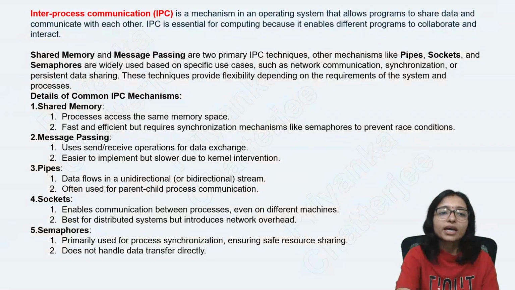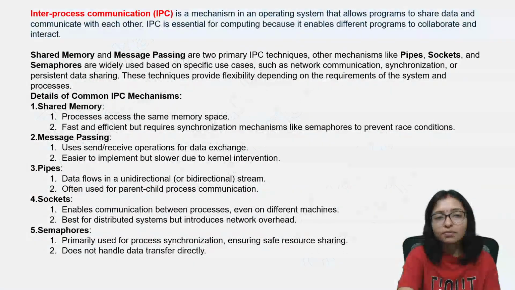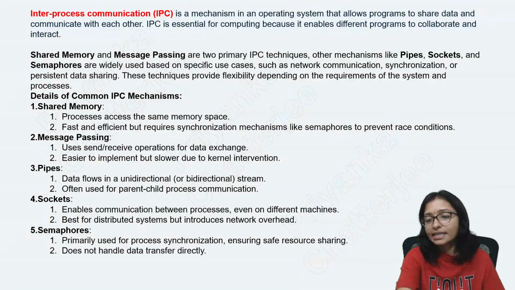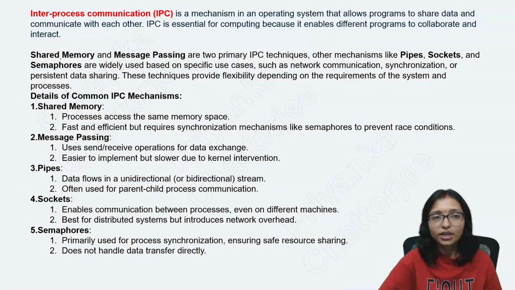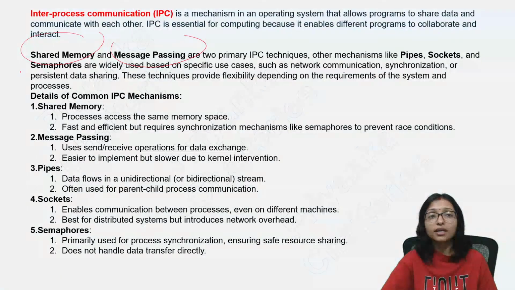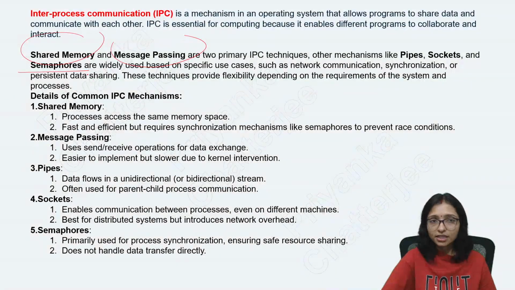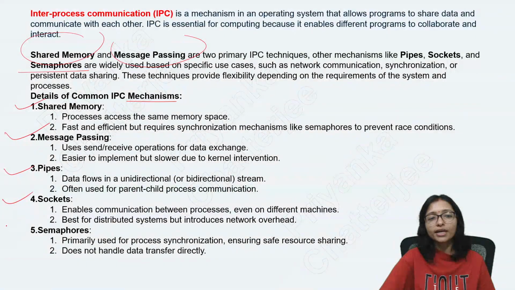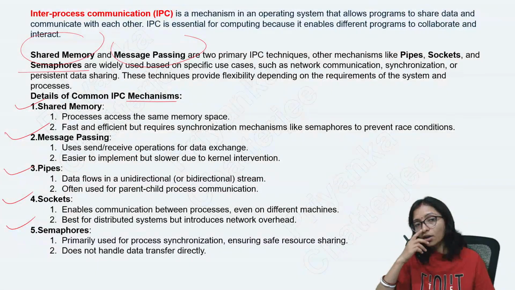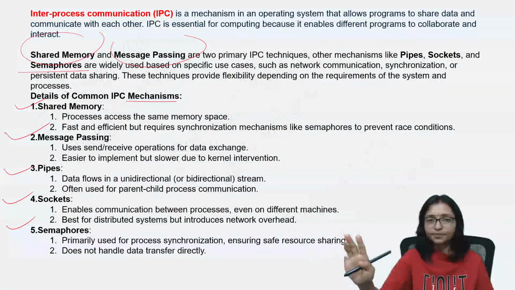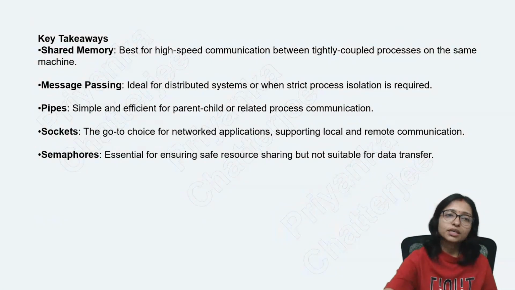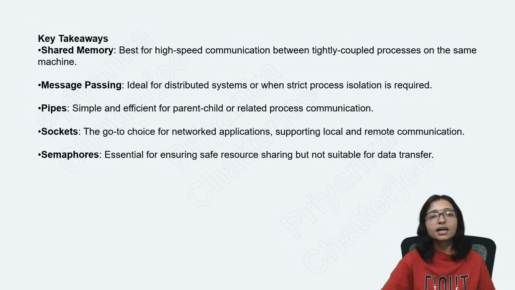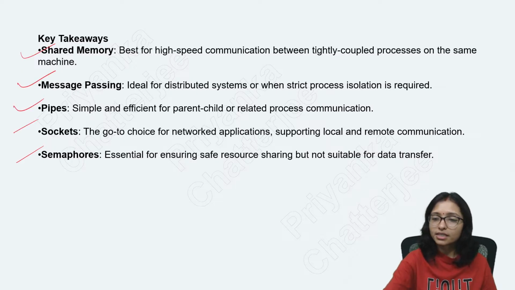So here you can see the main concept is what is inter-process communication: shared memory and message passing. Two things are there. The semaphore concept is also coming in this chapter, which is most important. And here is the detail about shared memory, message passing, pipe, socket and semaphore. These are the common IPC mechanisms we are using, and these are the key areas: shared memory, message passing, pipe, socket, semaphore.